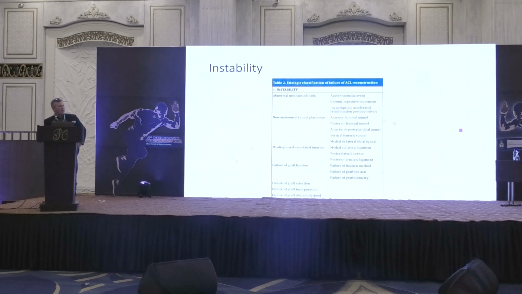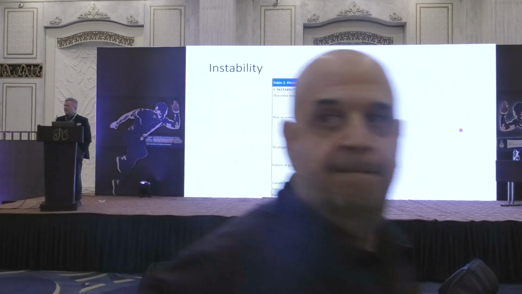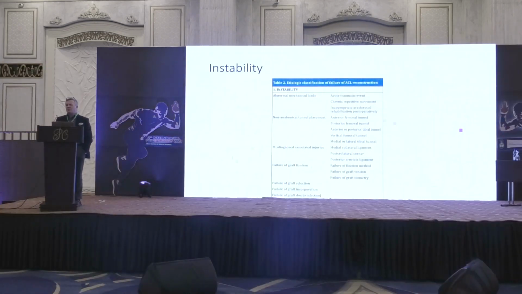Frequently misdiagnosed collateral injuries, people missing posterolateral corner injuries, people missing posterior cruciate ligament injuries or medial collateral ligament injuries. And then you've got failure of the graft fixation. So you've got to be very careful when you do these cases that you make sure that you fix them adequately. If you've used the wrong type of fixation, if you haven't thought about what you're doing, if your tunnel is too big and then your graft hasn't got good interference fit, it's not going to grow in and get stable for you. Failure of the graft tension, failure of the graft isometry.